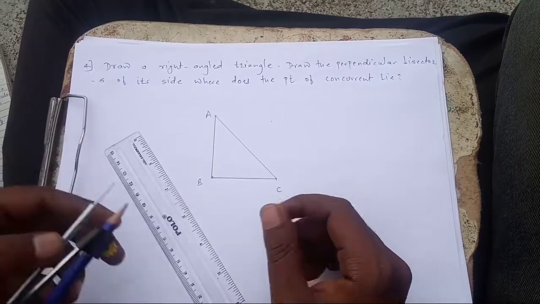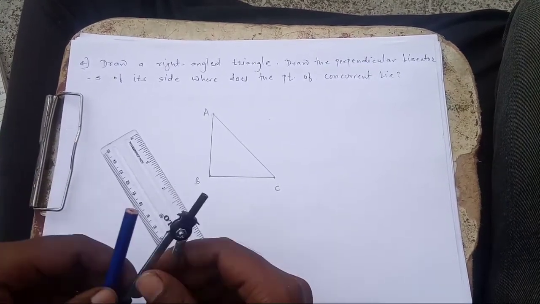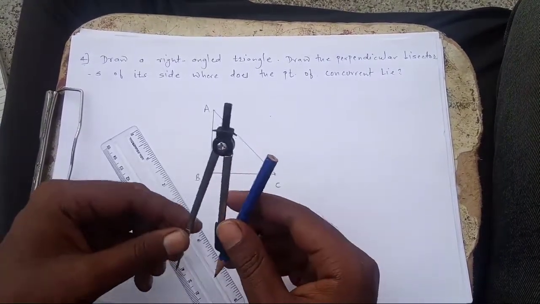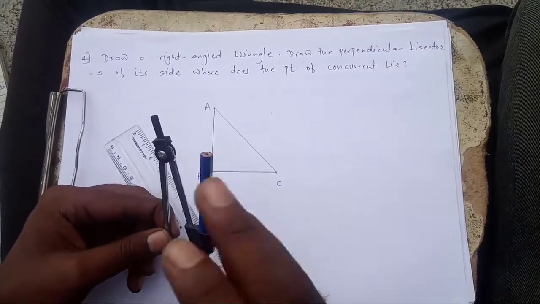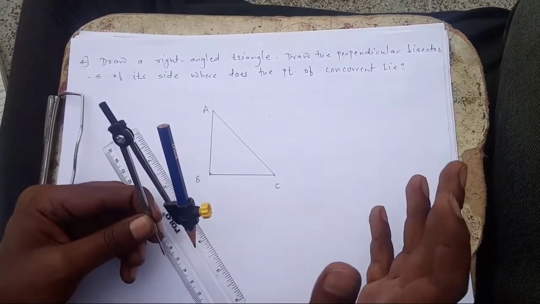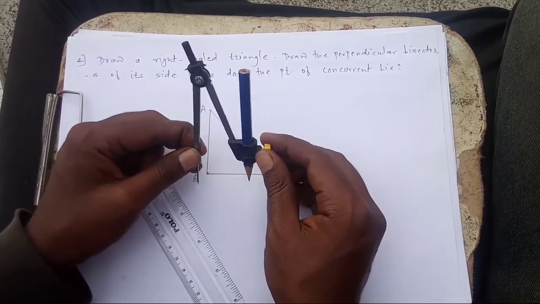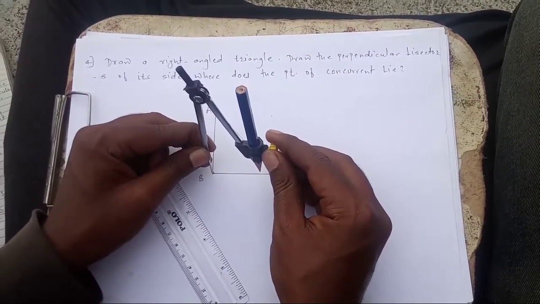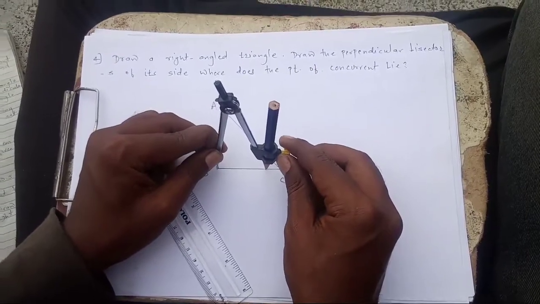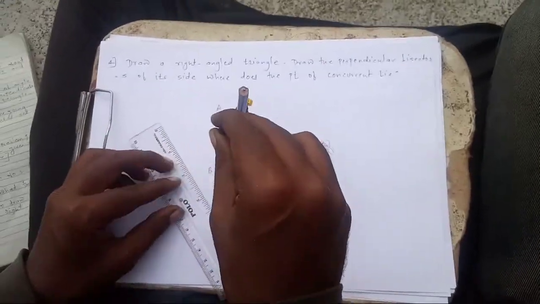Now draw perpendicular bisectors. How are you going to draw it? Take a distance more than half of BC. Keep B as a center.